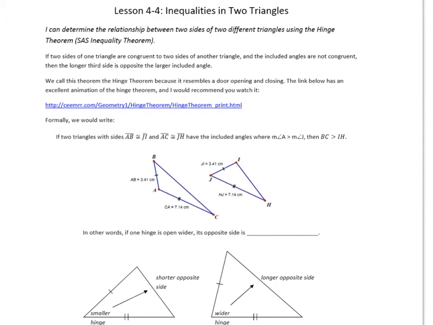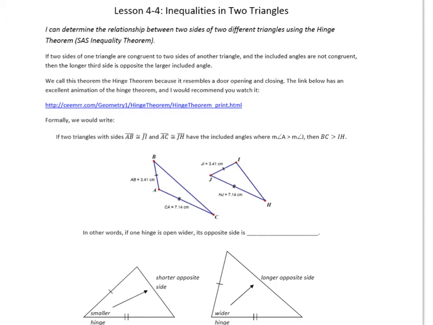So basically, if we have two sides of a triangle that are congruent to two sides of another triangle, and the included angles are not congruent, then the longer side is opposite the larger angle. And we can see this really clearly below in this diagram.